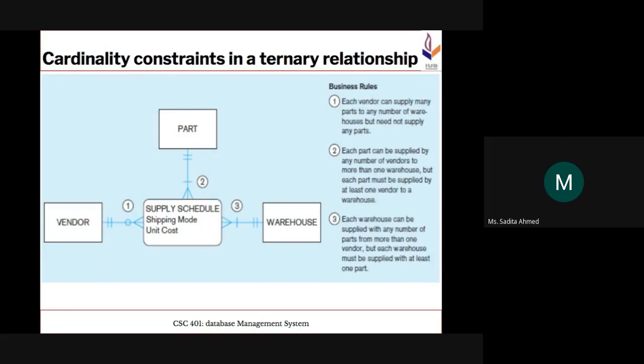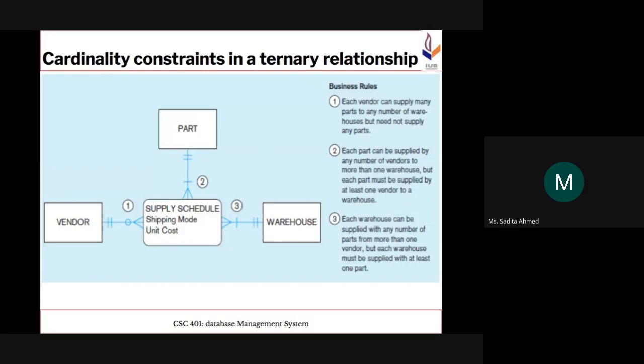We're not talking about the primary key here. Uniqueness will come up when we go to select the primary key. The supply schedule's primary key isn't denoted here. But if you wanted to talk about that, yes, in that case combining the IDs of vendor, part, and warehouse will make it unique. Vendor ID on its own will not be unique.